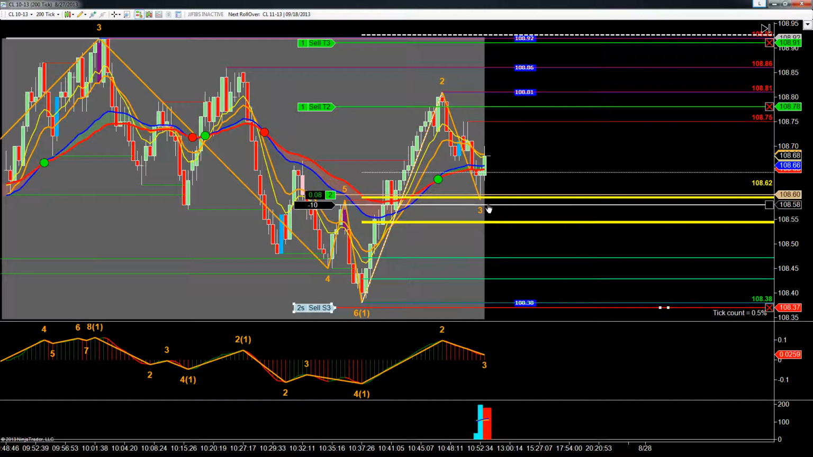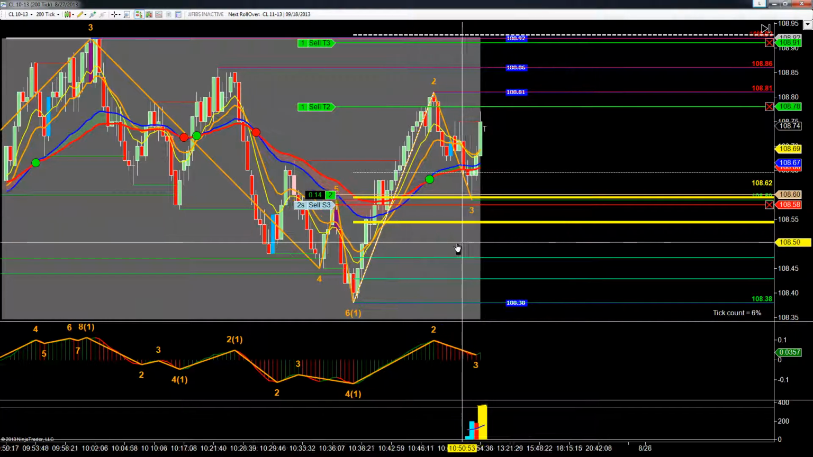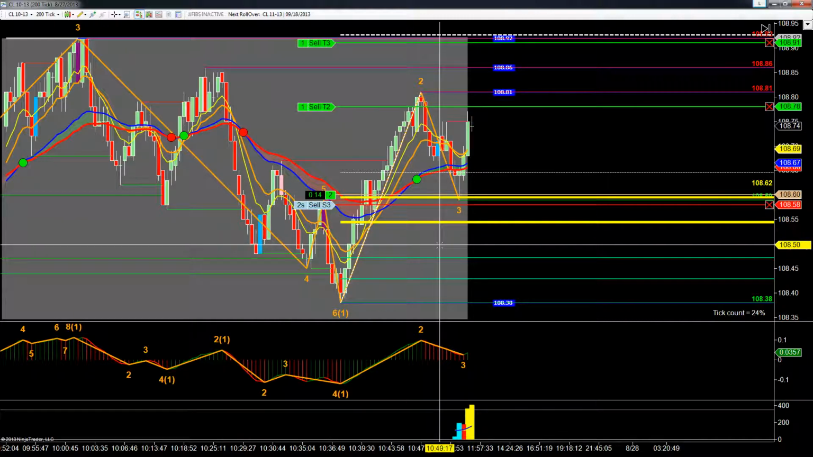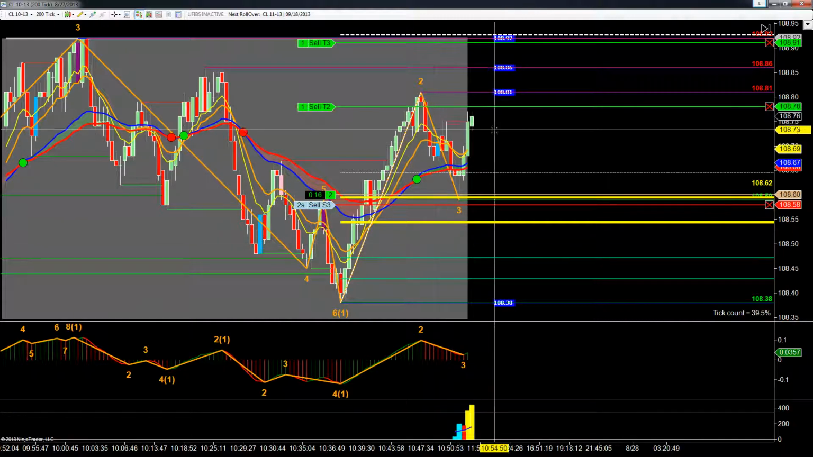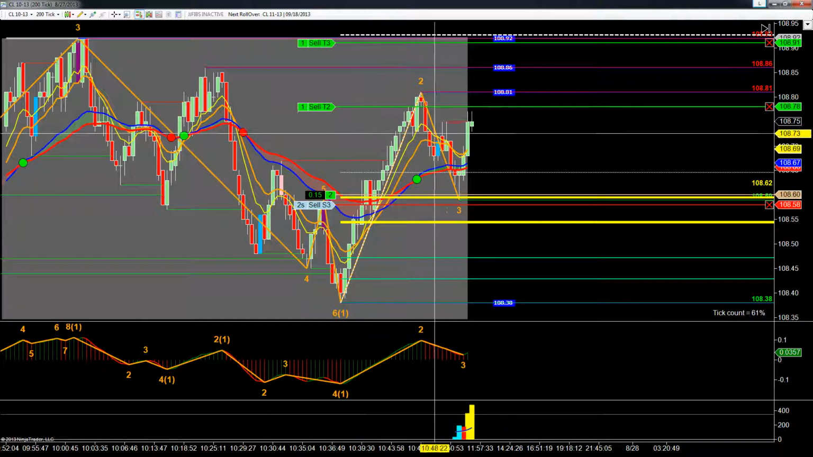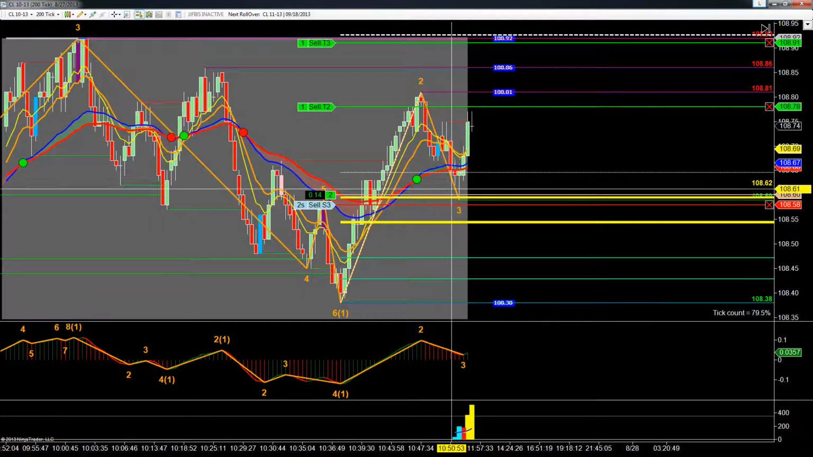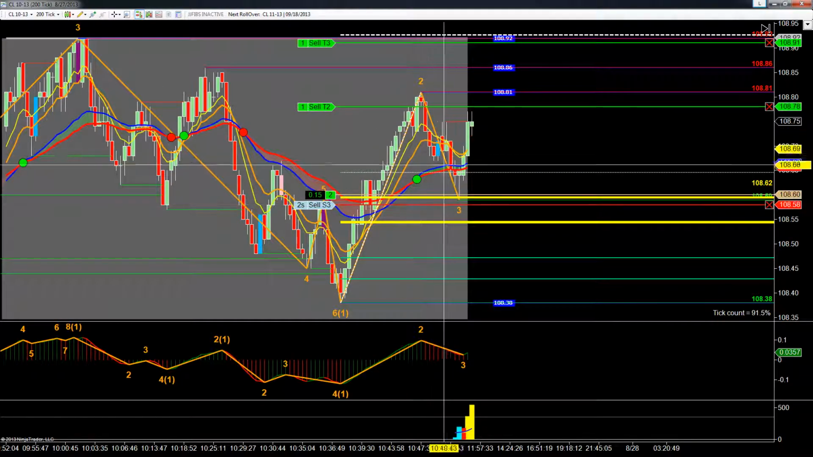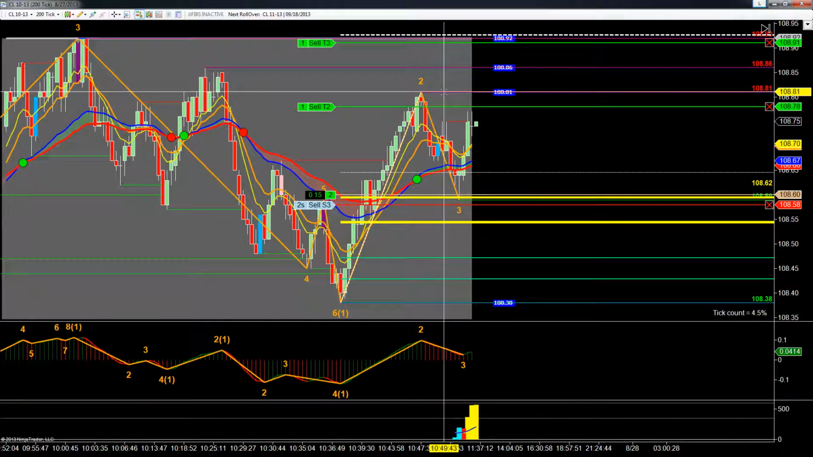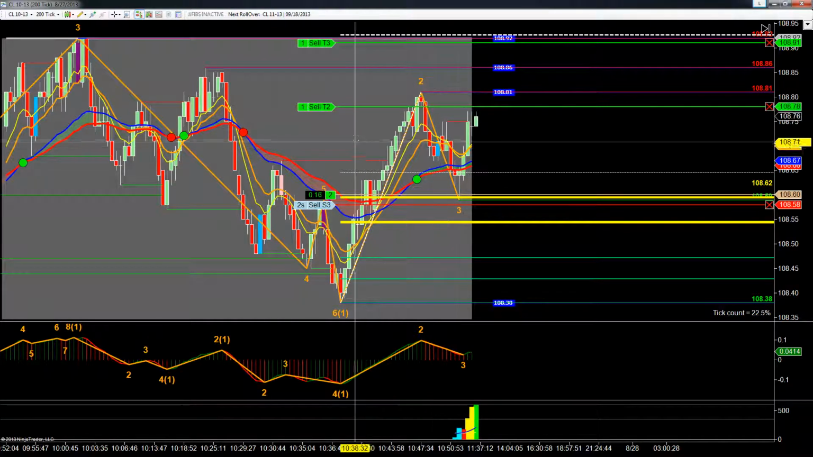So now that our first target's filled, that's wonderful. I'm glad that it filled with my stop there, because now I can run this with a 2-tick stop. Once we take out the second target, I'm going to leave my stop here just because the risk is so small anyway, and then I'll be looking to start trailing the stop once we break this 108.81.